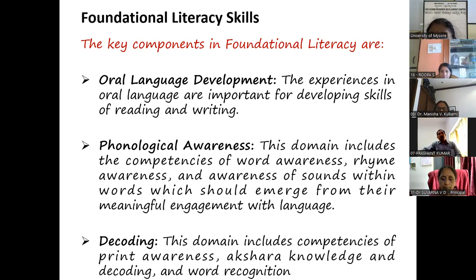Decoding. This domain includes competencies of print awareness, akshara knowledge, and decoding. Okay. There, I think all of you might have seen, like that print awareness, we'll have to be very careful. There was one small clipping in the WhatsApp very recently. It was mother's lap. The first letter got misplaced. It became mother slap. See, instead of lap, it became slap. Okay. So we will have to be careful in print awareness.